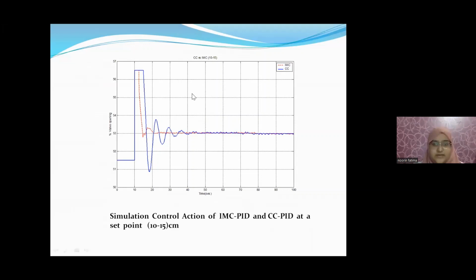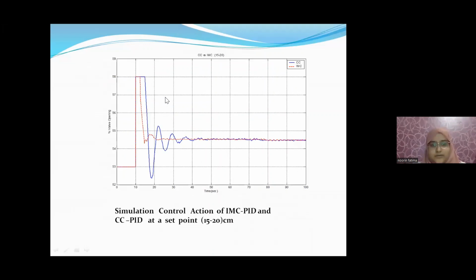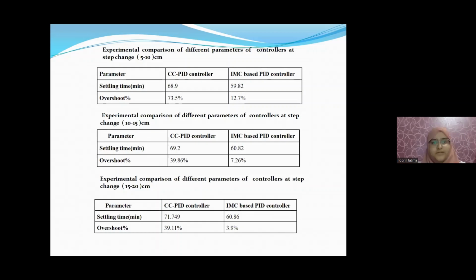This is the control action for the set point change from 10 to 15. This is again a set point change from 15 to 20, and here also we can see that IMC-based PID has a better response than CC-based PID. This is the controller action for the IMC-PID and CC-PID. These are the different calculations for different parameters. This is all for the experimental comparison.